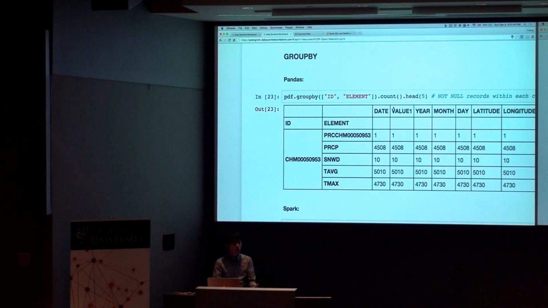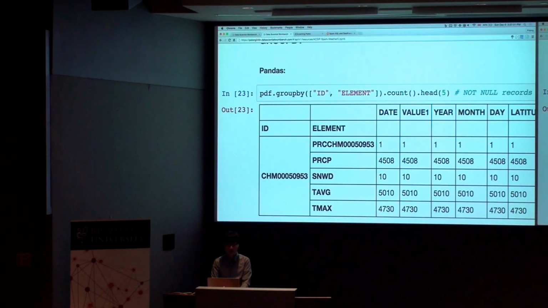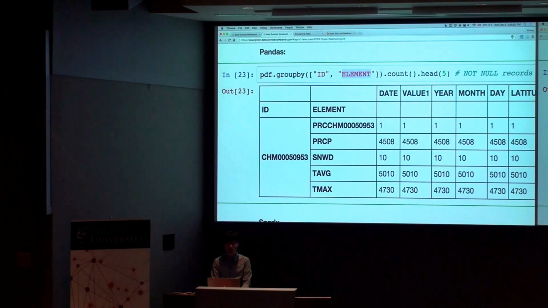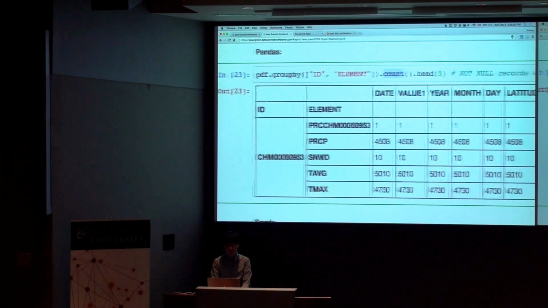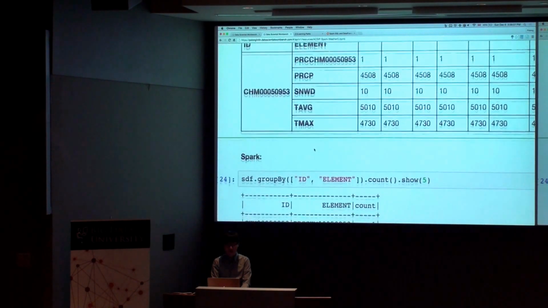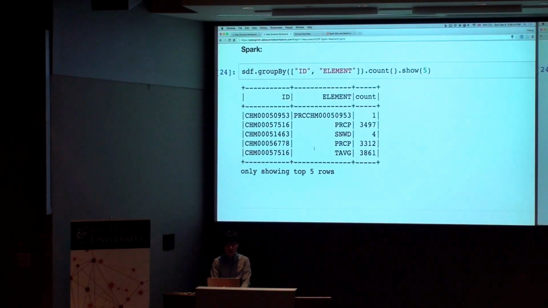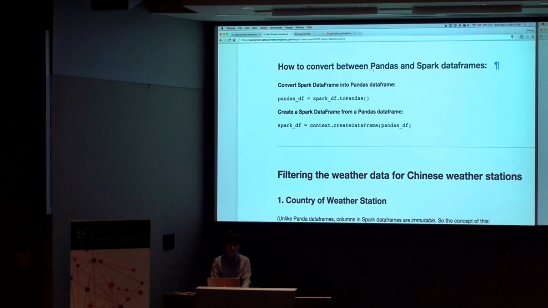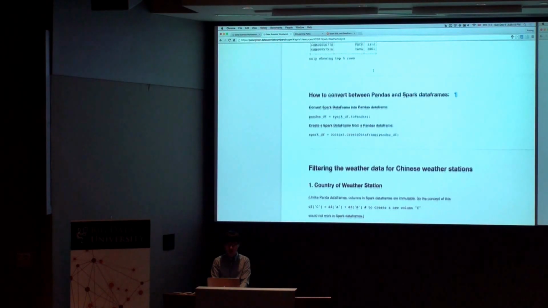Of course, if you want to group by a particular variable, so let's say we want to group by the stations, and we also want to group by the type of measurement, for example, maximum, minimum, temperature, and the precipitation, we can have these two column names, and we want to do an aggregation by the count. We can do that, right? So this is by the ID and the element. And for Spark, it's also very, very easy. Group by, and then we do a count. Okay? Now we can also convert between Pandas and Spark very, very quickly. Just one line of code each.